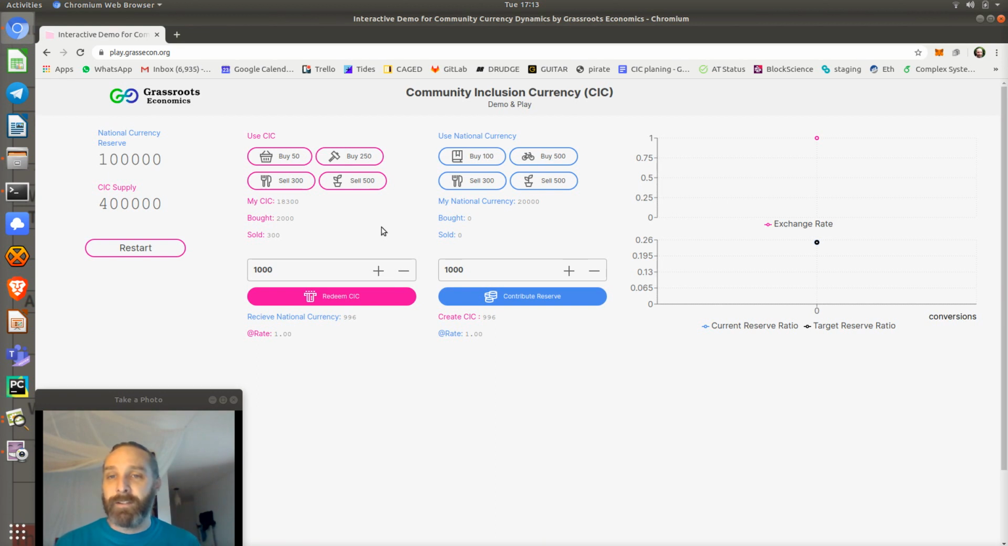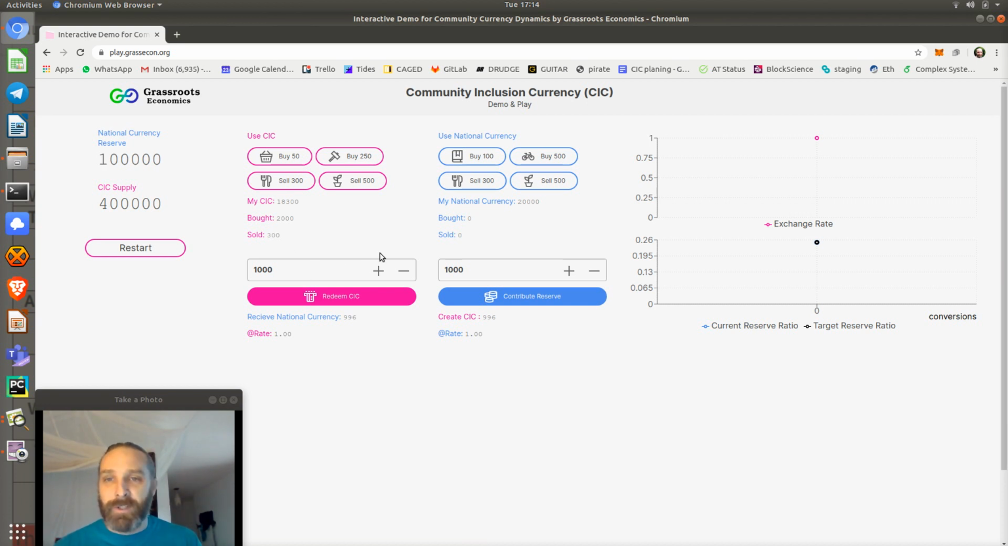There tends to be some level of stagnation if there's no way at all to use it for national currency or buy things outside of the community. And so we're trying to create some sort of membrane or connector between this supply of CICs that's in the community and this reserve here. So that's the point of the reserve. It's like a buffer or a membrane that connects the local currency into national currency.